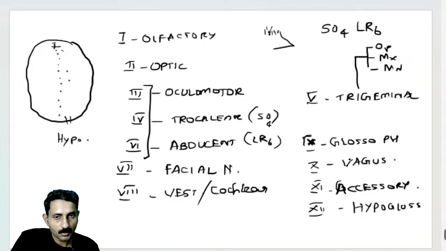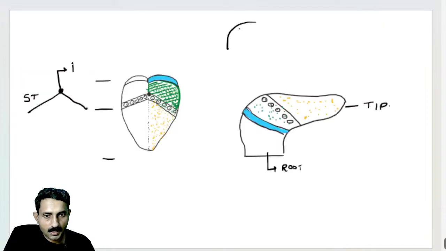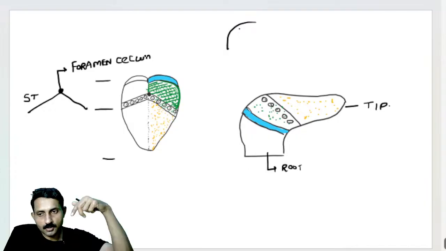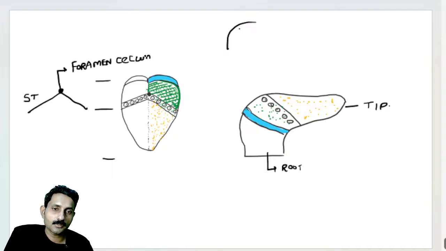Okay, if you don't know, and there is any question related to the function, try to correlate it with the cranial nerve. Okay, foramen cecum. What do you mean? Cecum is there in the intestine also. Cecum means blind pouch. This foramen will stop here. It will not be a canal. That is why it is called a blind pouch foramen. This is called foramen cecum.